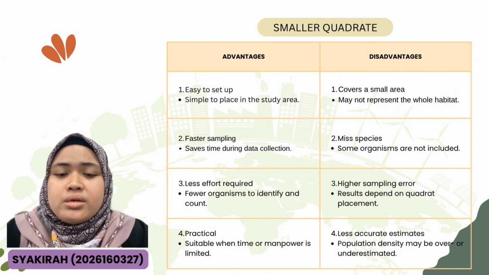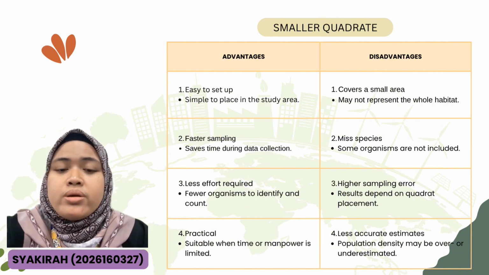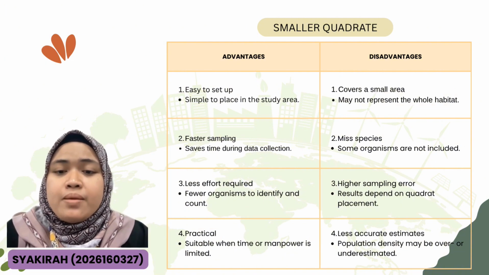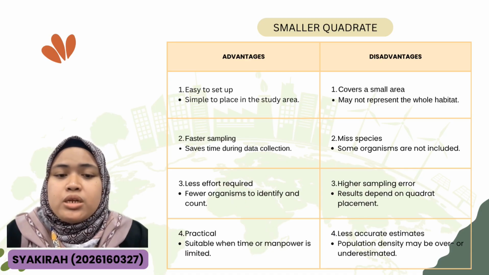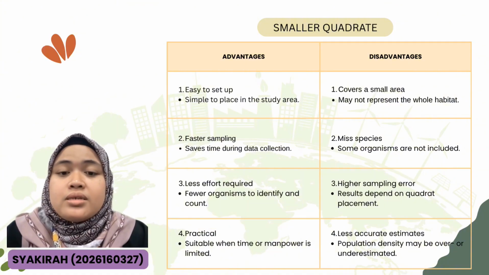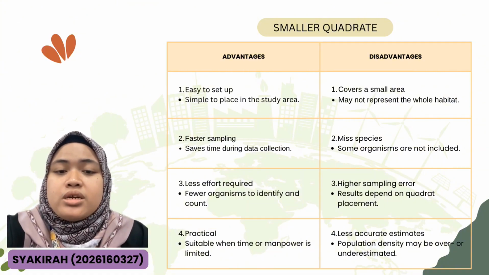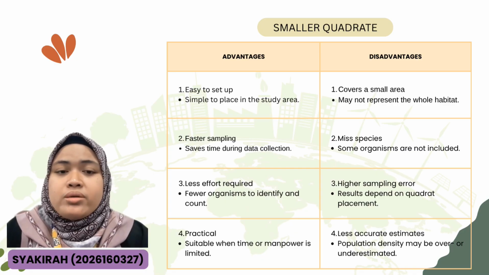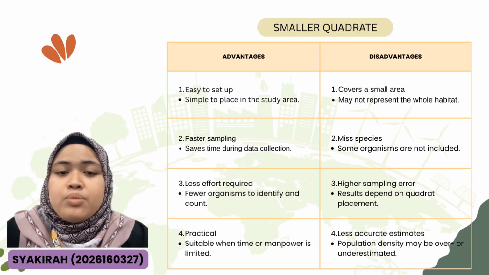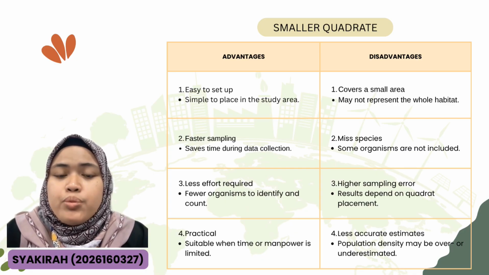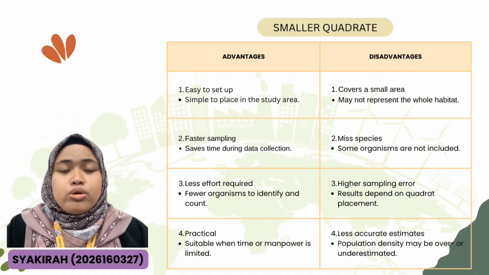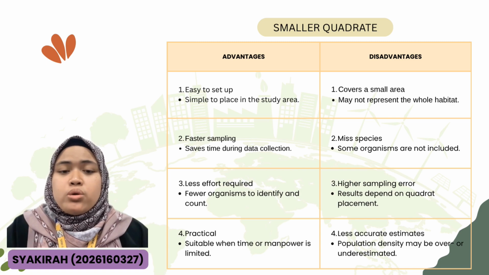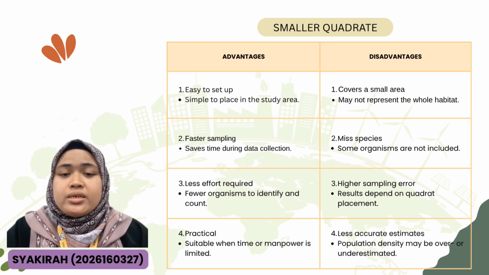A smaller quadrat covers only a small area, so it may not represent the entire habitat. It may also miss some species, especially those that are rare or unevenly distributed. As a result, it has a higher sampling error since the results depend heavily on where the quadrat is placed. Finally, it provides a less accurate estimate of population density and biodiversity because the sample size is smaller. In conclusion, both larger and smaller quadrats have their own advantages and disadvantages.